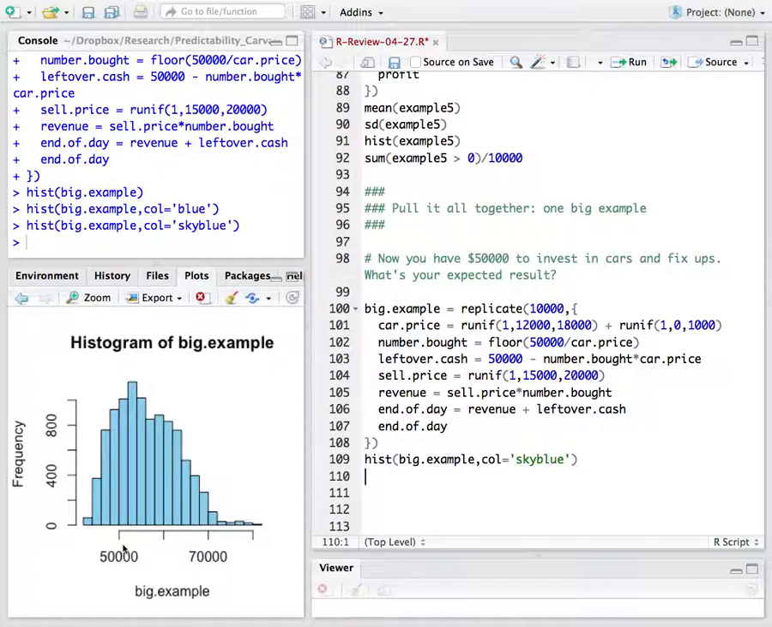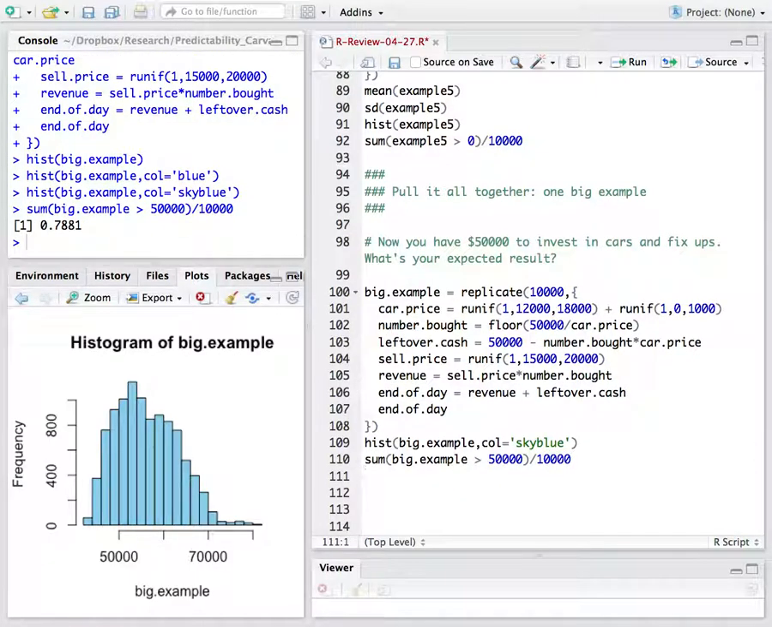Every day that we earn over $50,000 means a day we generated a profit, right? How often does that happen? Well, let's count the number of our big examples that are greater than $50,000 and divide by 10,000. 78% of our days, almost 79% of our days, are profitable.